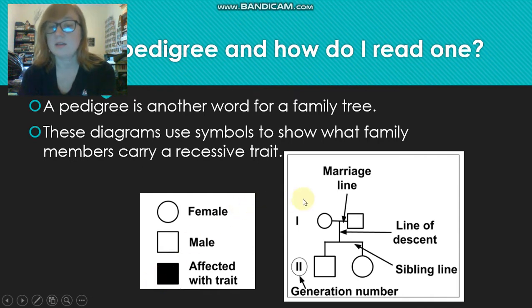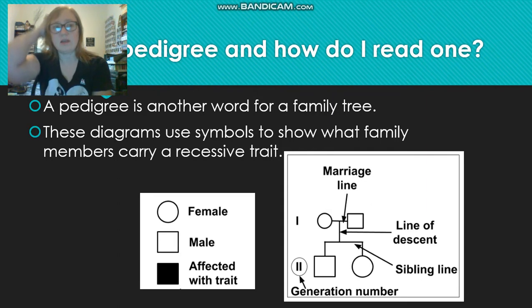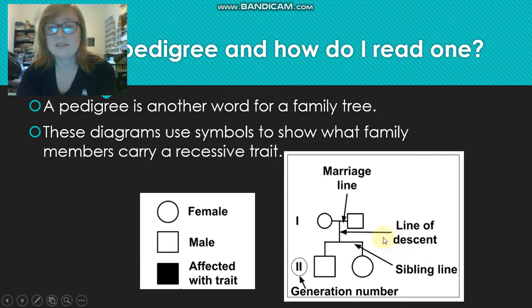But it could be a filled in circle or a filled in square. Now when we look at a more complicated family tree, here we have a woman and a man. If they're connected in between like this with a line, it shows they're married. See right here, marriage line. They're married, so it is like me and Mr. Huff. And then this line of descent means their children. Descent means your children, like you descended from your parents. You're a descendant, in case you've never heard that word before. So line of descent just means these are their kids. These two people have a son and a daughter.